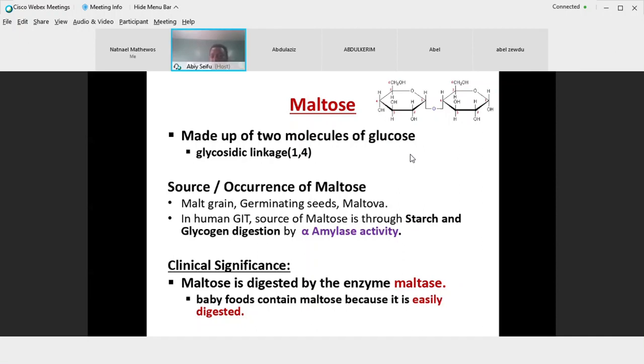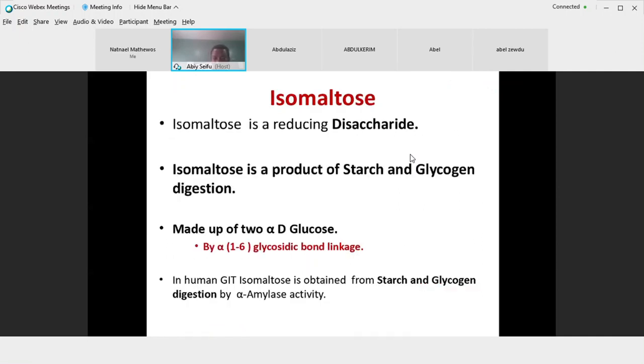And maltose is mainly digested by maltase, and baby foods contain maltose since it is easily digested by them. The other is isomaltose, and isomaltose is a digested product of starch as well as glycogen.